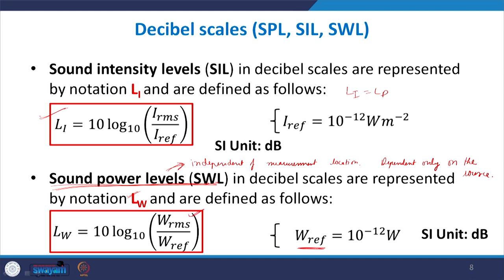So we have a reference minimum sound watt. This corresponds to the minimum sound power which can be heard. The sound power of any new source is then compared with this, and a logarithmic scale is applied to it, and the unit is the same, dB. So this is how we convert the general acoustic variables into decibel scales. We first divide the RMS value by a reference value, which is the minimum audible quantity, and then we apply 10 log10 to it.